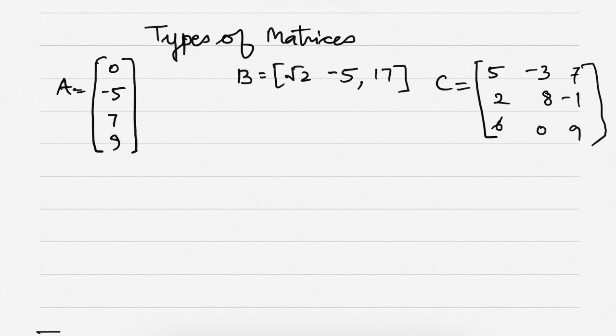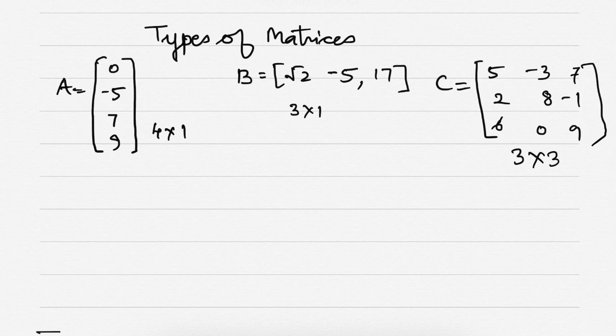Now consider these 3 matrices. What is the order of matrix A? Yes, it is 4 by 1. What is the order of matrix B? It has got 1 row and 3 columns, so 1 by 3. And what is the order of matrix C? It has got 3 rows and 3 columns, 3 by 3.